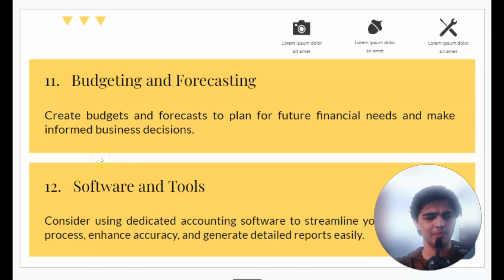Software and tools. You can use some dedicated accounting software to streamline your bookkeeping process. Okay, and by using software, you can enhance your accuracy of tracking the records, so you don't miss any transactions, or if there is any missing transaction, then you will know by these software and tools. So it will also help you to generate your reports easily.